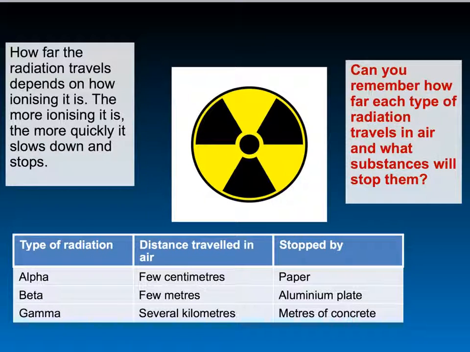Alpha radiation can travel a few centimetres in air and is stopped by paper. Beta radiation can travel a few metres in air and is stopped by an aluminium plate. And gamma radiation can travel several kilometres in air and needs metres of concrete to reduce it, and even that doesn't stop it altogether.